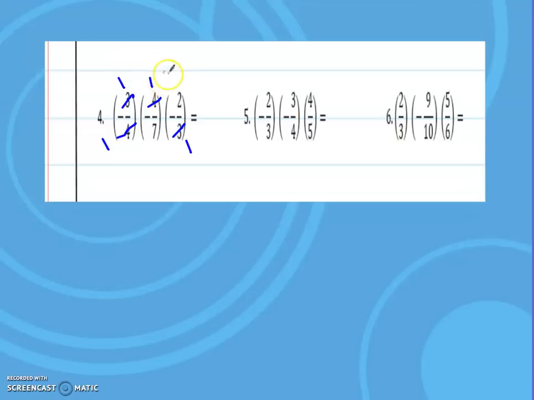1 times 1 is 1. 1 times 2 is 2. 1 times 7 is 7. 7 times 1 is 7. Okay, I have 3 negatives. That's an odd amount of negatives. So the final answer is negative 2 sevenths.